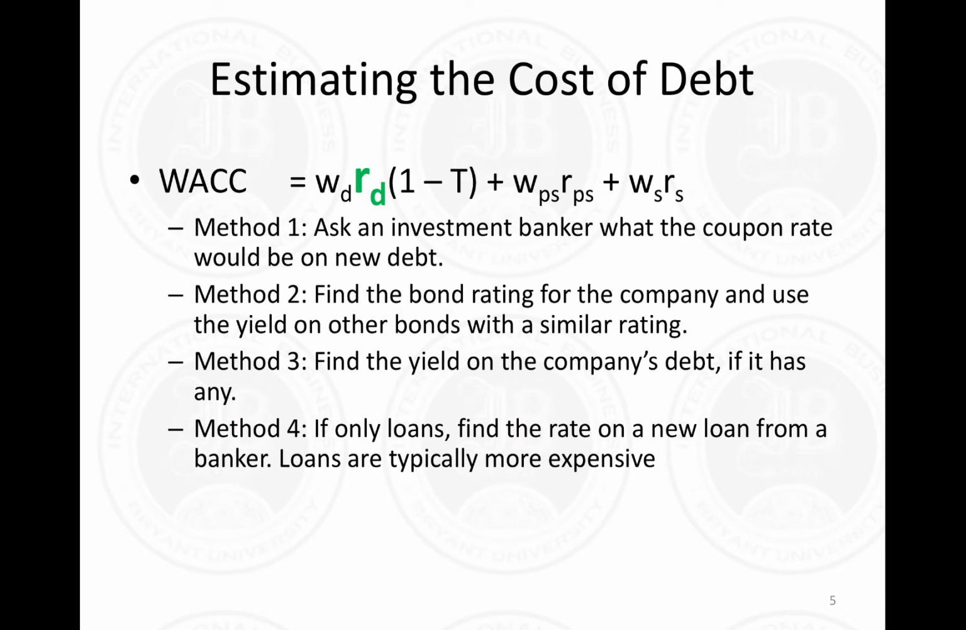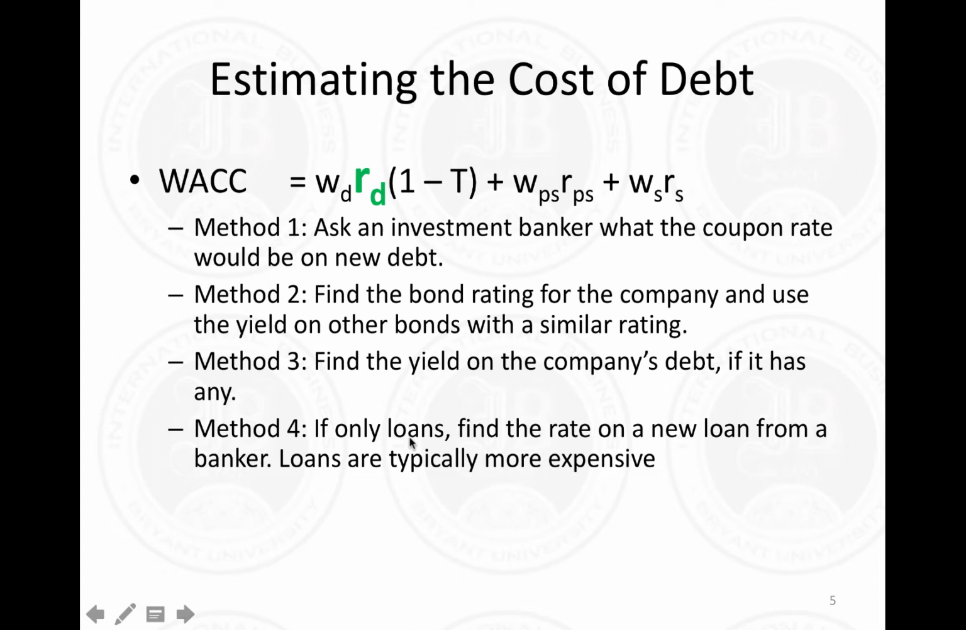How do we calculate the components? Well, let's start with the cost of debt. The cost of debt, RD, should be an old friend of yours. This is nothing but the yield to maturity or the yield to call on a bond that the company has. So let's talk about four different methods of calculating this. One of them would be to ask an investment banker or a survey of bankers what the coupon rate would be on new debt, because remember, we're talking about new debt, not existing ones, and the company doesn't have one. Another method would be to find the risk rating for the company or the project that we're interested in, and then take a look at what similar bonds are yielding.